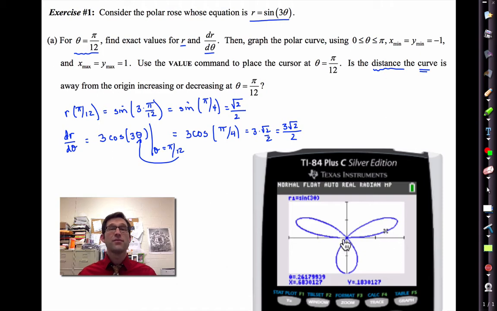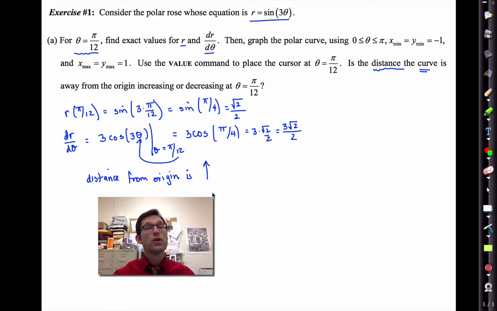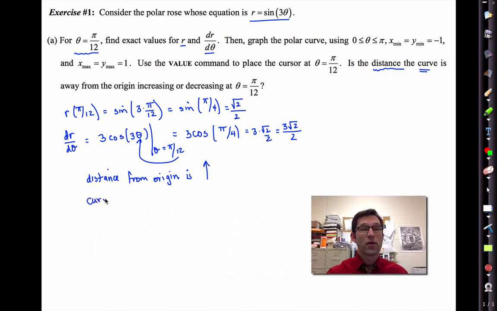Now what I can see, especially if I paid attention, was that at that point on the graph, the distance the curve is away from the origin is increasing. The distance from origin is increasing. You could say that the curve is getting farther away. Now, you might have some sense for why that is. You might even think it's just due to the fact that dr d theta is positive. But we'll see. We'll play around with this some more. Don't worry about it for now.